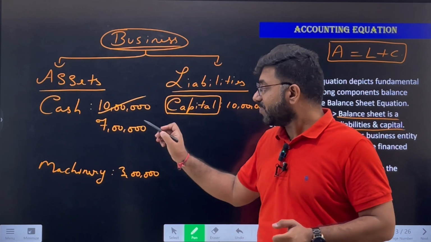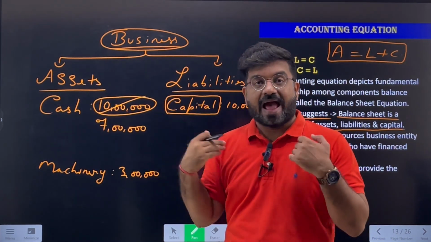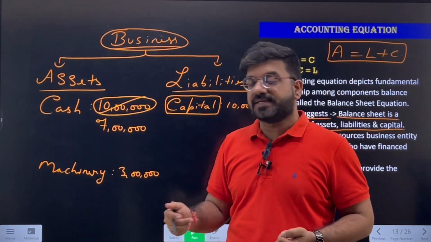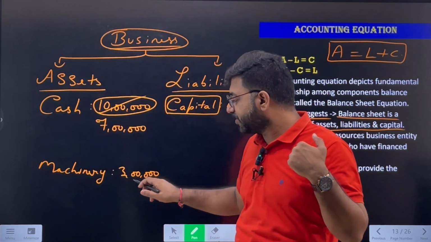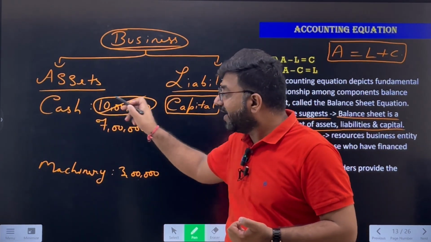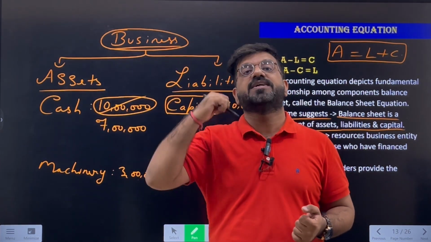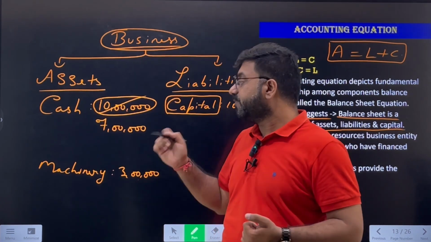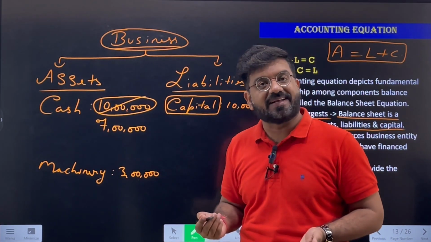Now, from this 10 lakhs only, what did the business do? I'm not doing. Business is purchasing. So for the business, there is a machinery which is coming in. So we have a machinery worth rupees 3 lakhs. Apart from that, we had 10 lakhs in cash in hand. Now, since we have purchased the machinery, we have paid the cash. So what will be the remaining amount? The remaining amount is rupees how much? 7 lakhs.